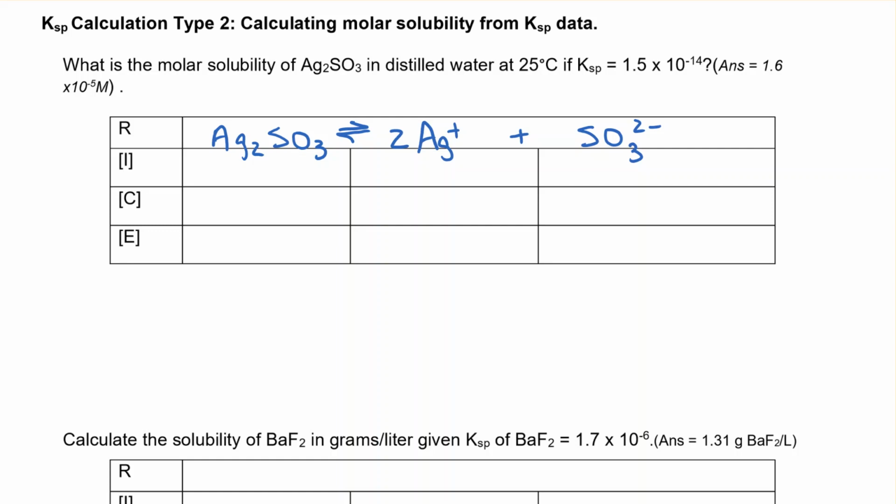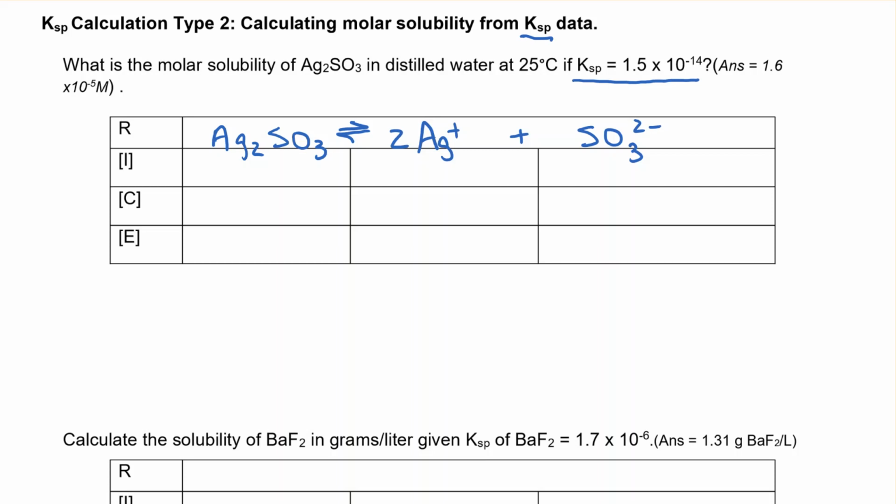This is more KSP calculations for AP Chemistry. This time we're going to be calculating molar solubility given that we have KSP data. We're told that the KSP value for silver sulfite is 1.5 times 10 to the negative 14th, and we have to figure out how many moles of silver sulfite we can dissolve in water.